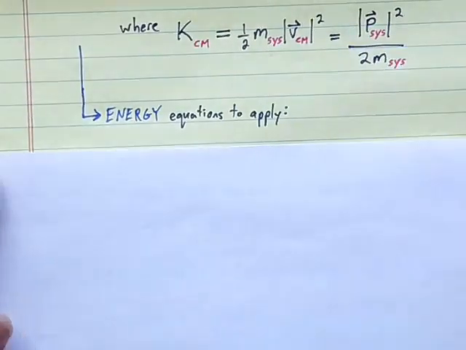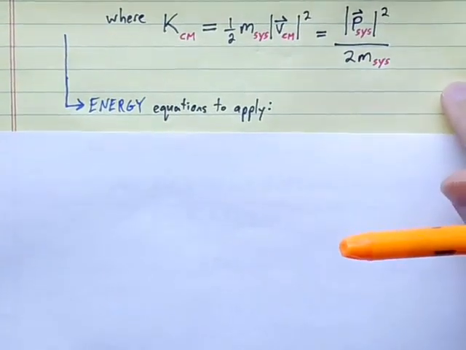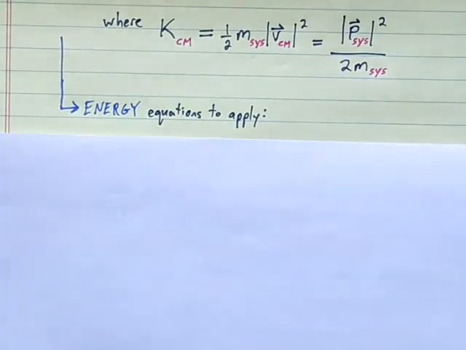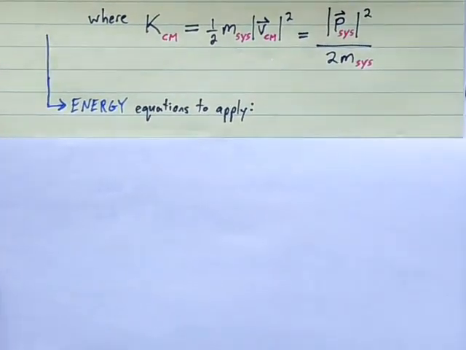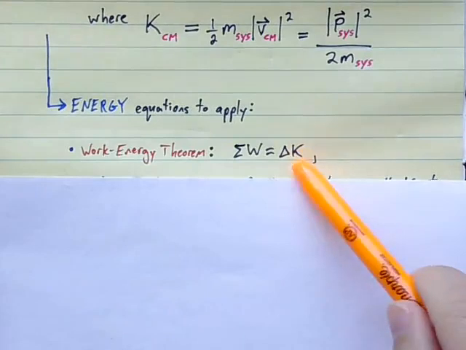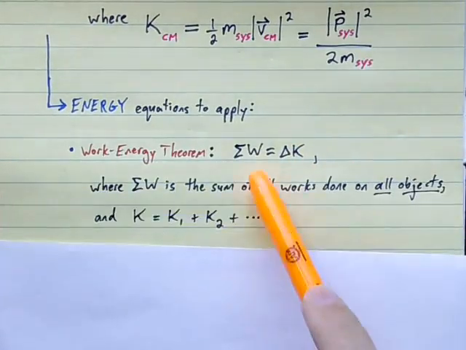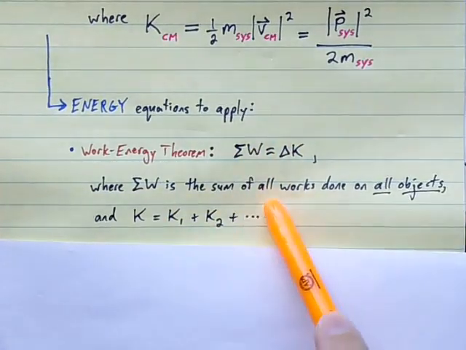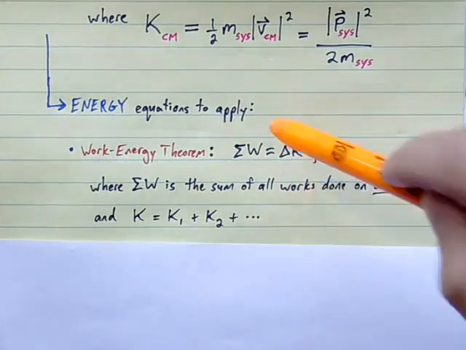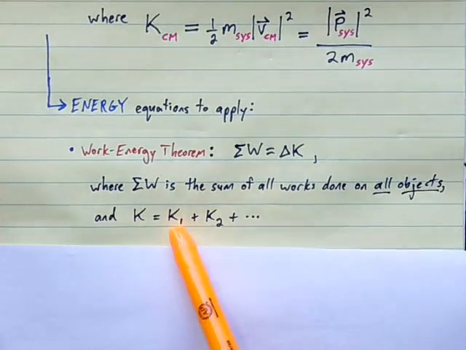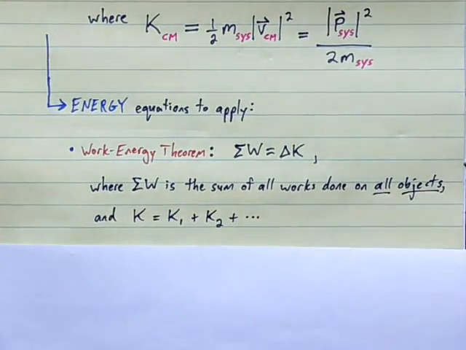Okay, so that concludes the momentum principles you can apply to your system of multiple objects. Here are now the energy equations to apply to your system of multiple objects. The work energy theorem, much as for a single object. Here the net work is the sum of all the works done on all the objects, and the kinetic energy is the sum of the kinetic energies of each moving object.